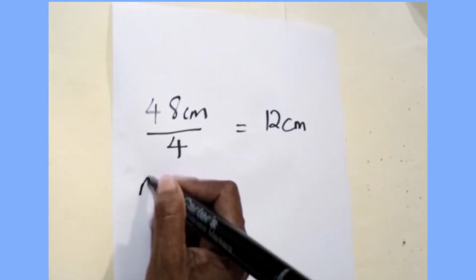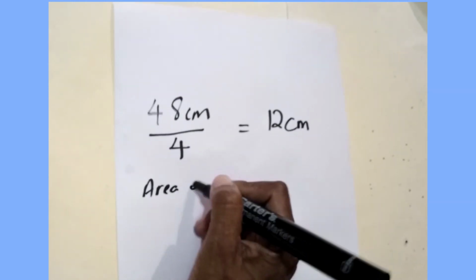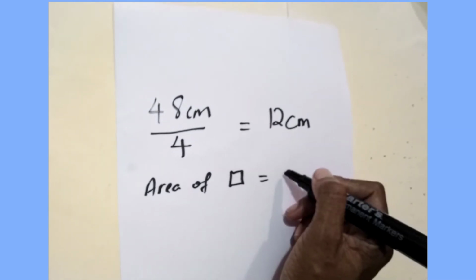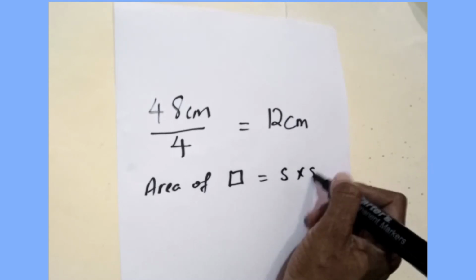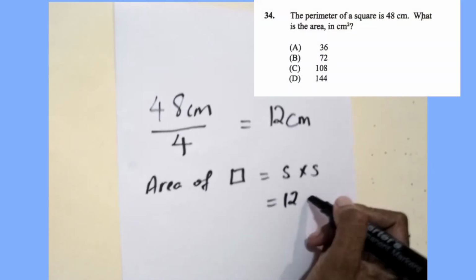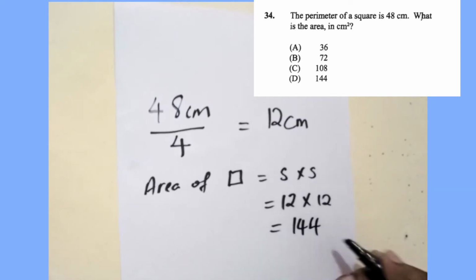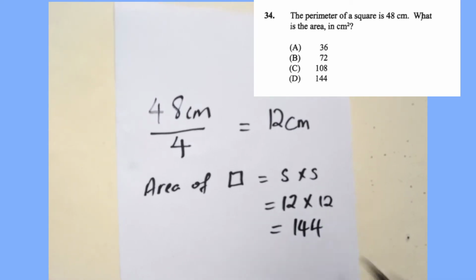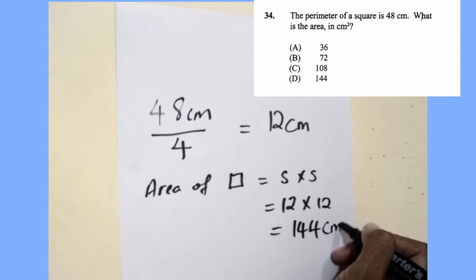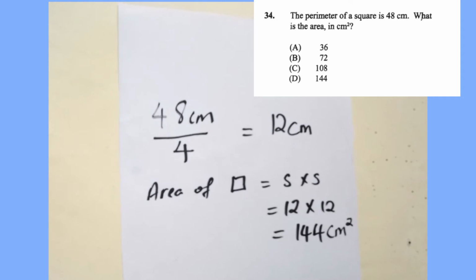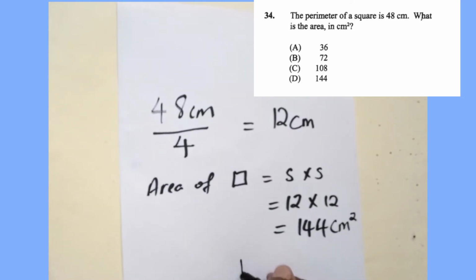It simply means now that the area of this square is equal to side times side, which is what? 12 by 12, which is 144. So it is 144 squared centimeters. Right? So your answer is D.